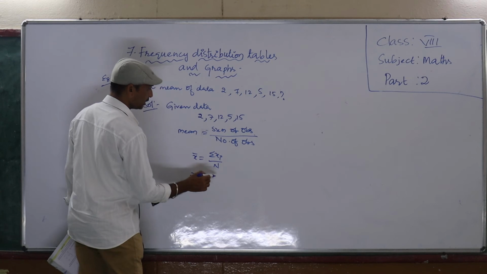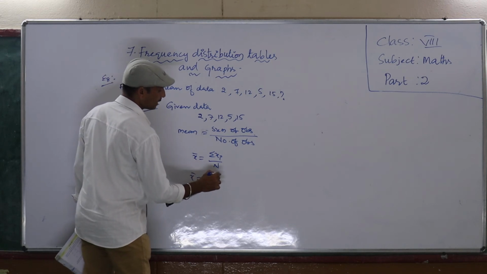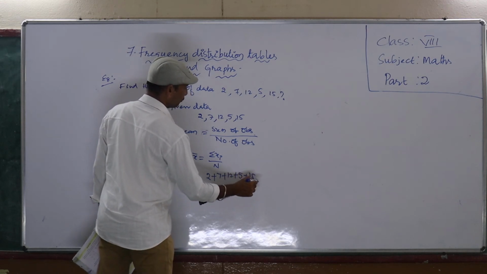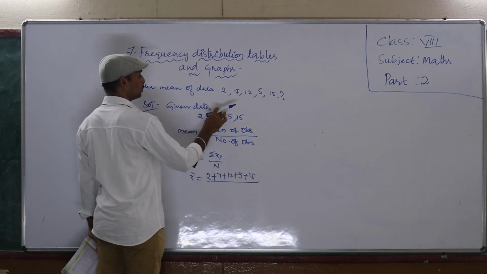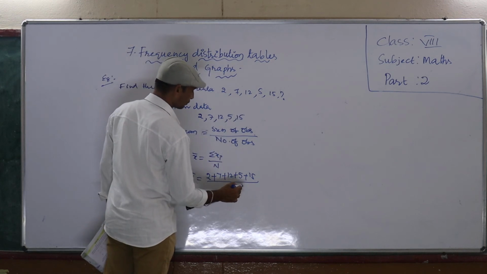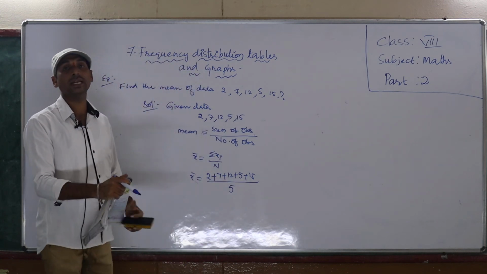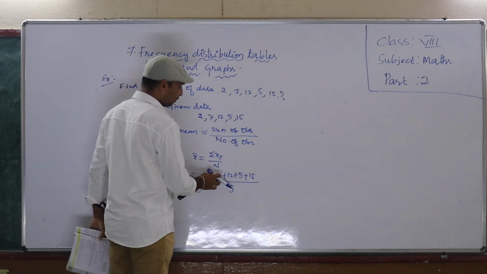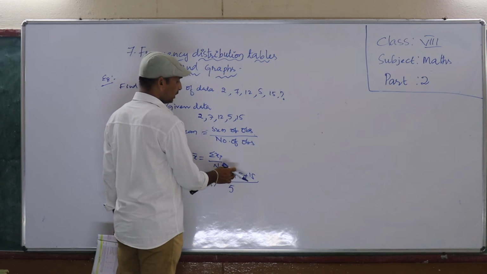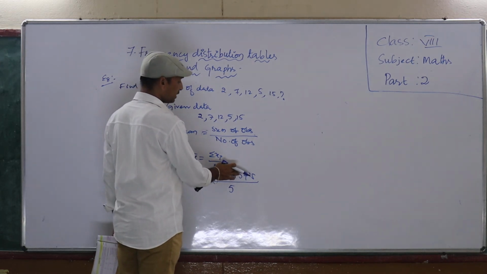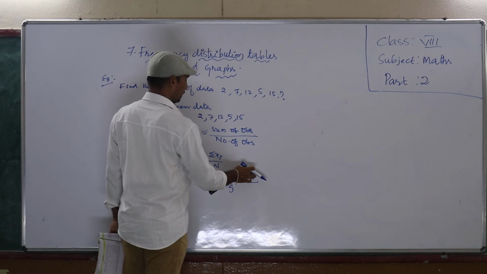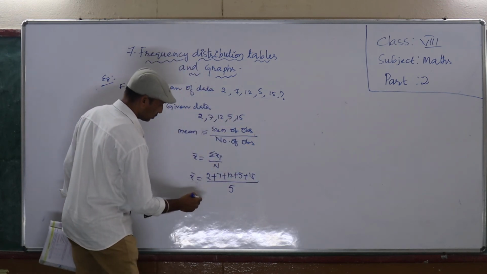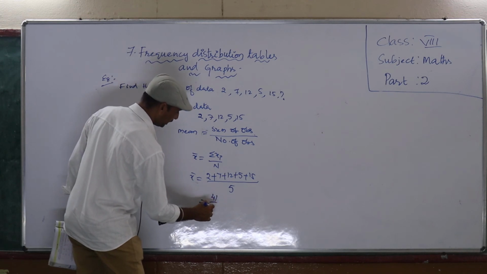Then x bar is equal to 2 plus 7 plus 12 plus 5 plus 15 by how many? 1, 2, 3, 4, 5. Right. So here then what we will get? 2 plus 7, 9. 9 plus 12, 21. 21 plus 5, 26. 26 plus 5, 31. 31 plus 10, so 41. So here 41 by 5.